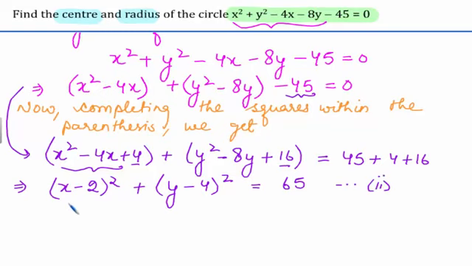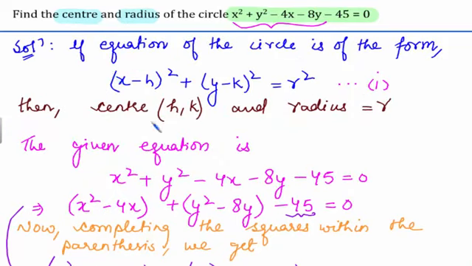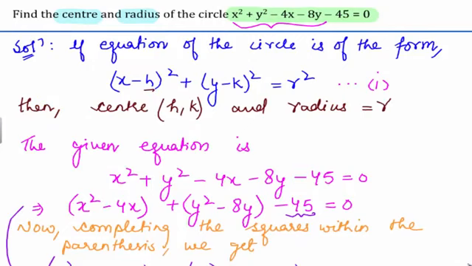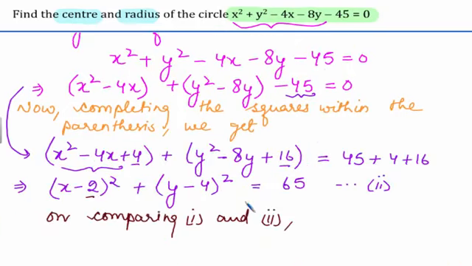Now let us denote this equation by equation number 2. Now let us compare this equation with the standard form of the equation of a circle. We see that h is equal to 2, k is equal to 4, right?